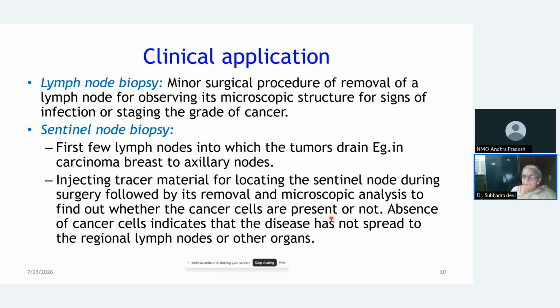So absence of cells indicates that there is no spread to lymph nodes or other organs. It is confined to the breast only. So those are the uses of sentinel node biopsy.